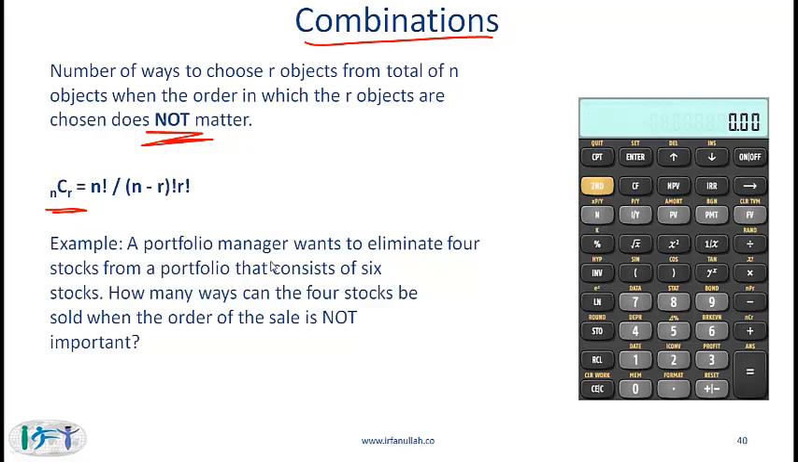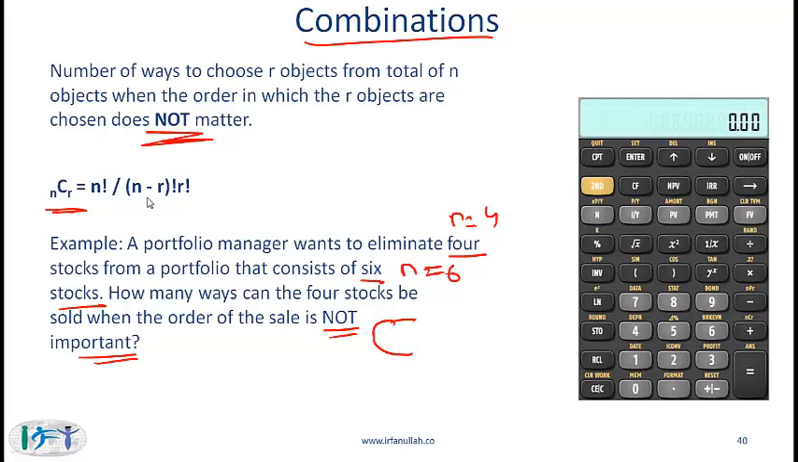A portfolio manager wants to eliminate 4 stocks from a portfolio that consists of 6 stocks. So n is equal to 6 and r is equal to 4. How many ways can the 4 stocks be sold when the order of the sale is not important? So the order is not important. That means we need to use the combinations formula.